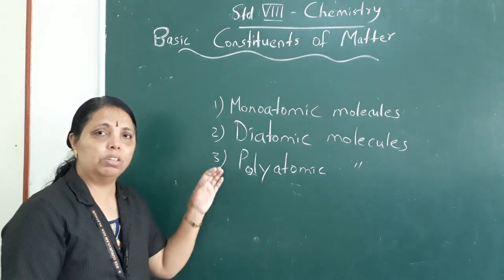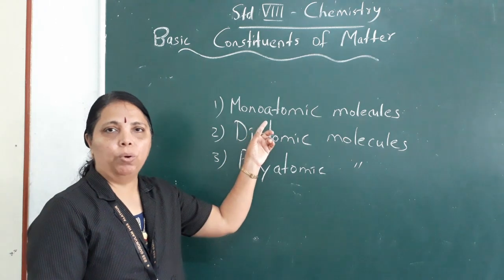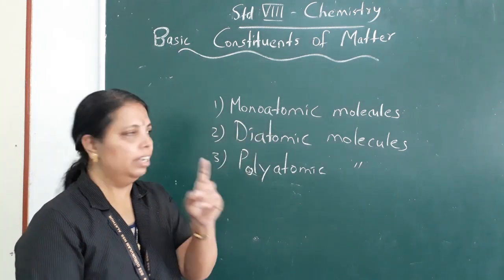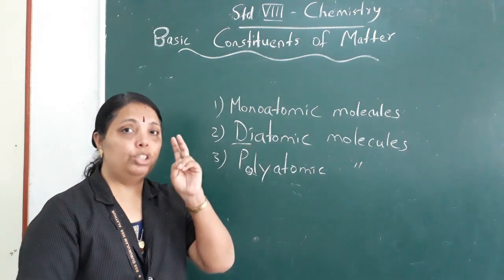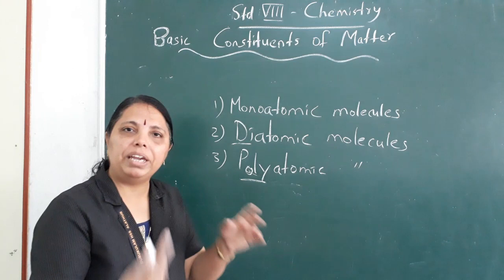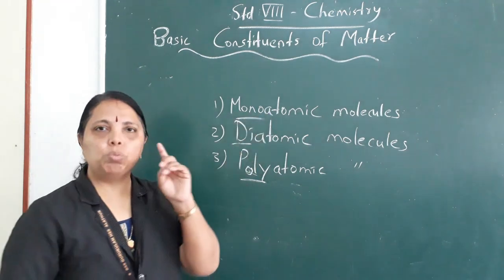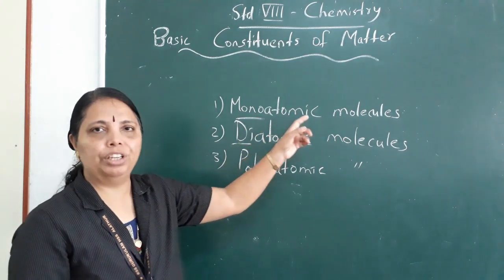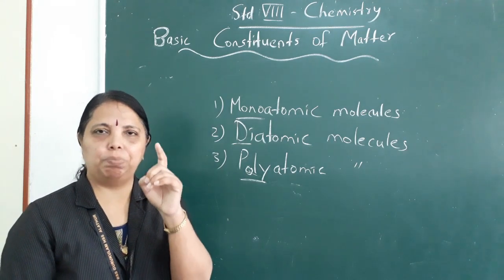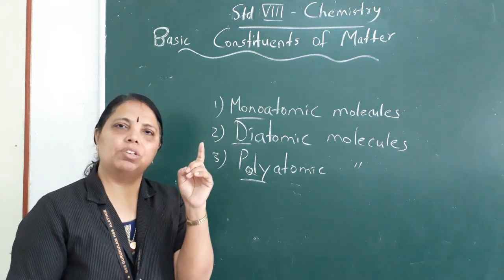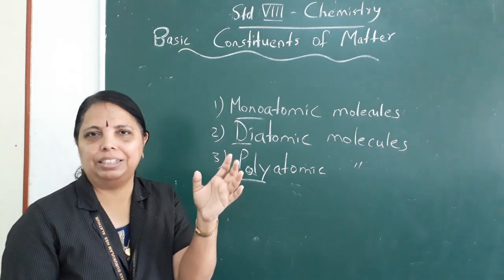I told you molecules are made up of atoms. Okay. What is the meaning of mono? Mono means one, single. Di is 2 and poly means many, more than 2. So in monoatomic molecules there will be only one atom. Just like those people who like to be alone, these atoms also prefer to be alone. They don't like to mix up with other atoms.